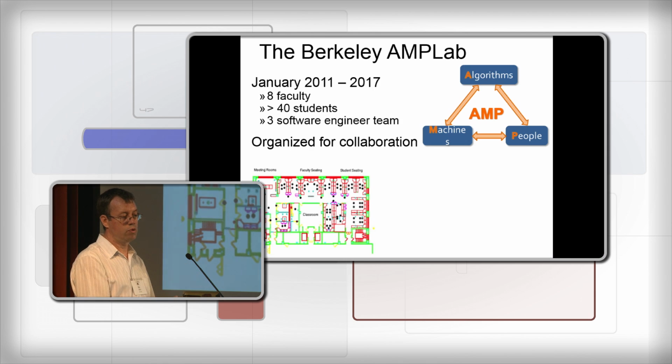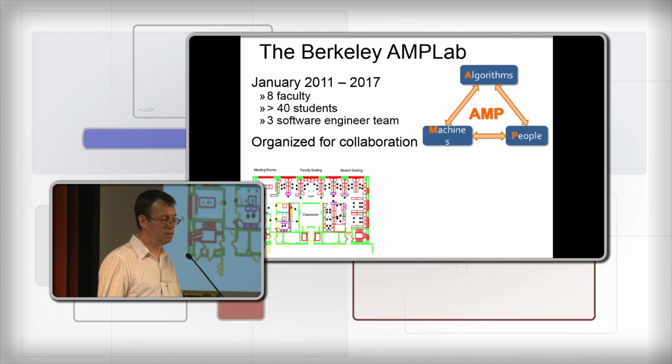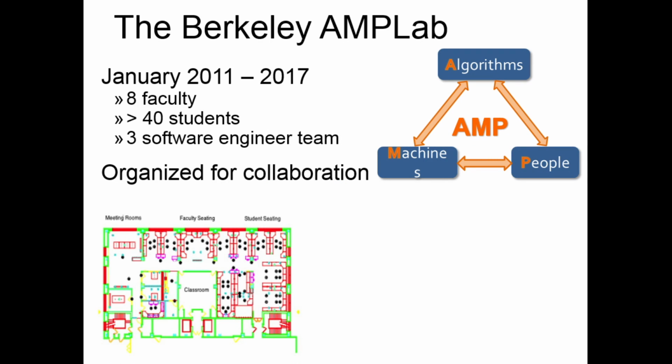So we do all this work to address these challenges in the context of the Berkeley AmpLab. Okay? Berkeley AmpLab started in January 2011, and it's a 6-year effort, so we are at half of this effort. It consists of 8 faculty in systems, databases, networking, and machine learning. It has more than 40 students and postdocs, and we also have a 3 software engineer team.